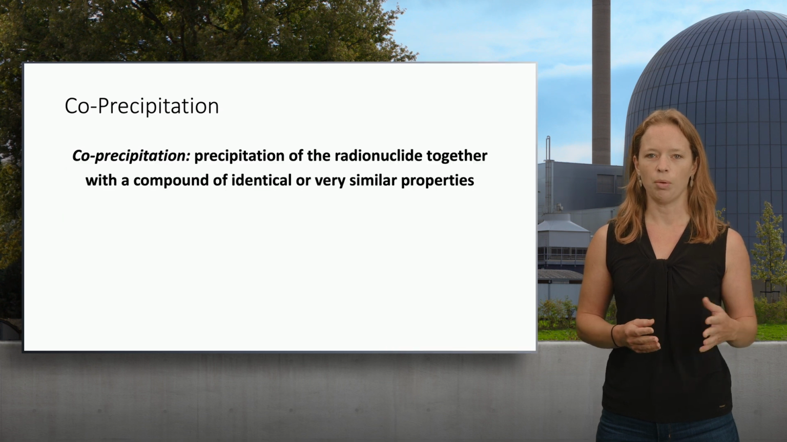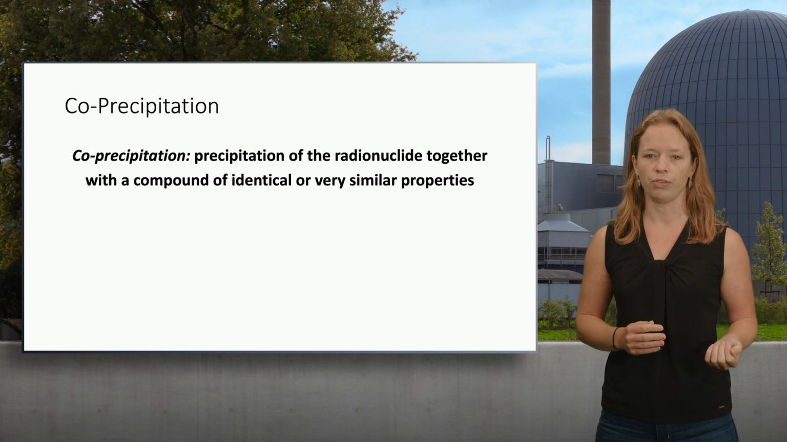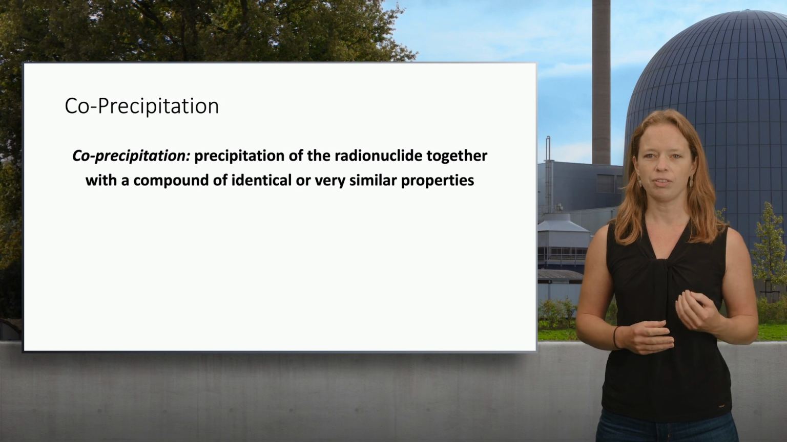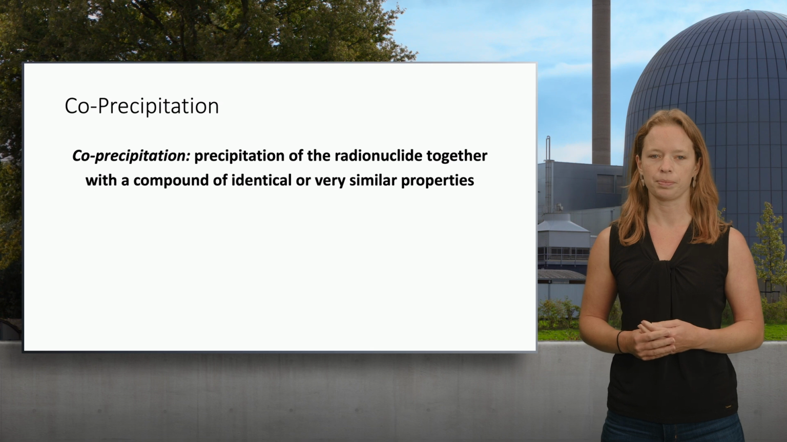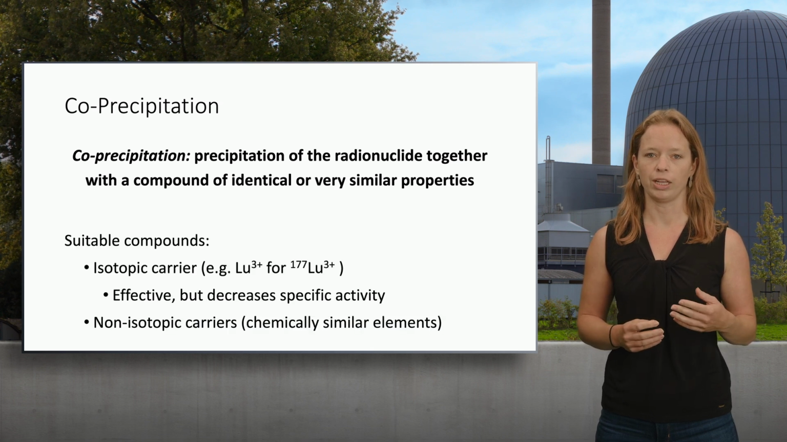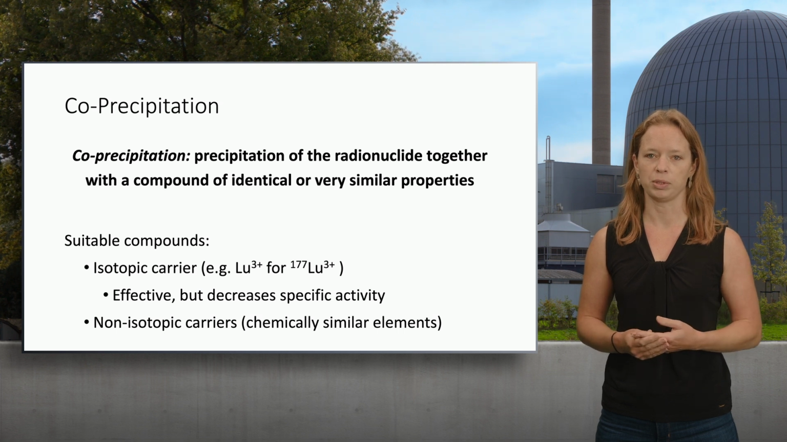Co-precipitation means adding a compound of identical or very similar properties to the solution containing the element you want to precipitate, for example, your radionuclide. By doing this, the effective concentration of the element increases, allowing it to precipitate. You can choose to either co-precipitate your radionuclide with an isotopic carrier, which has as downside that it decreases the specific activity, or with similar but different compounds.